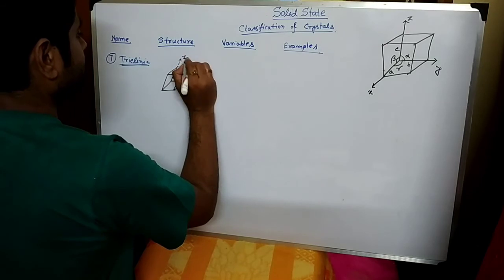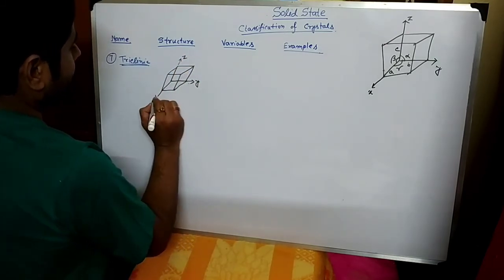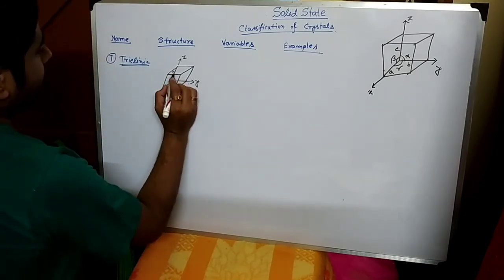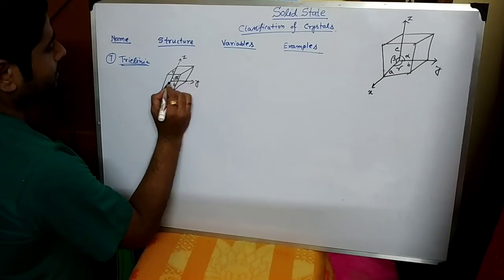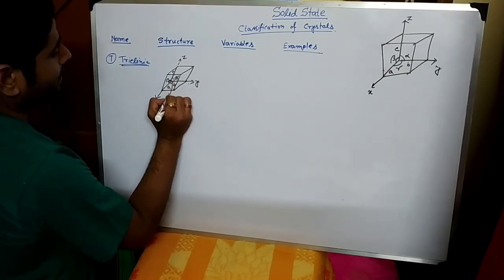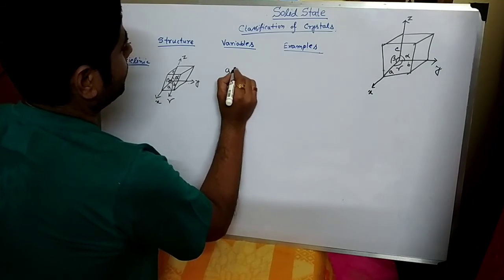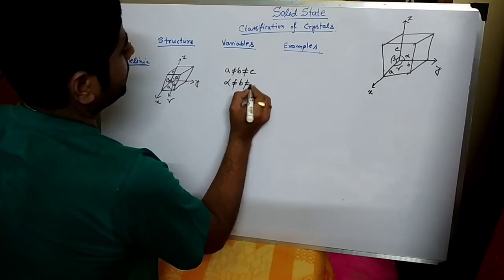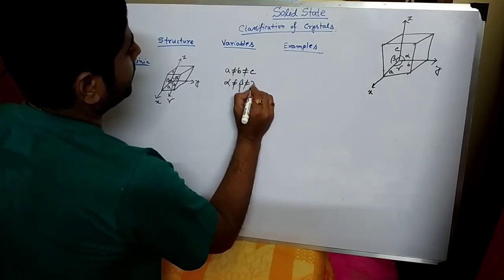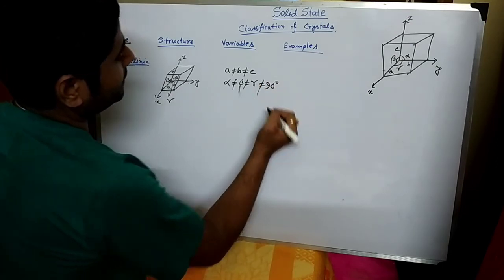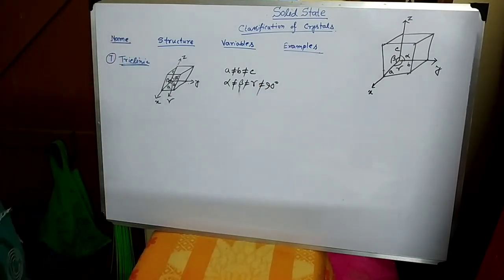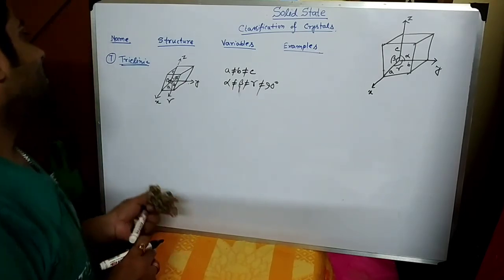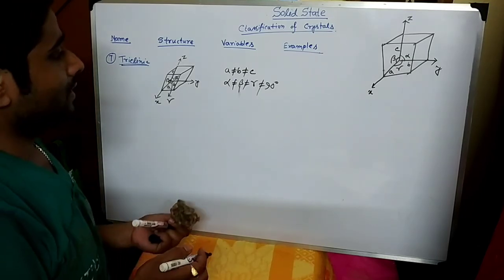That is similarly Z, Y and X axis, A, B and C. The angles are alpha, beta and gamma. That is A not equals B not equals C, alpha not equals beta not equals gamma not equals 90 degree. So this is the restriction for the variables in the triclinic crystalline system.